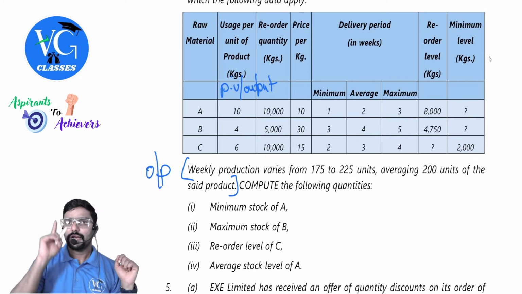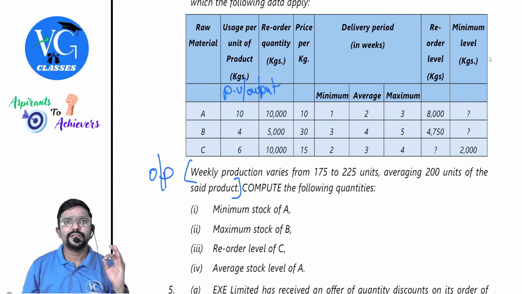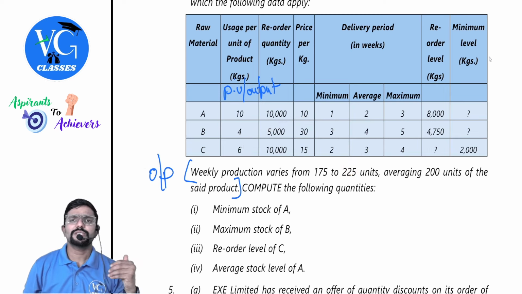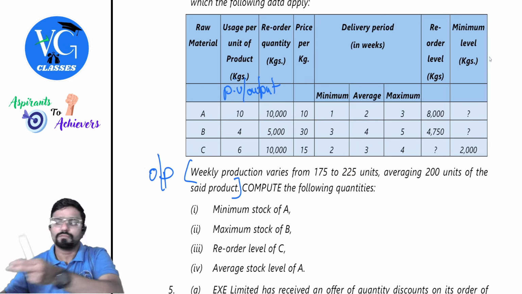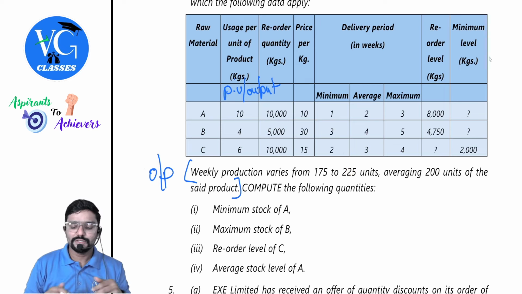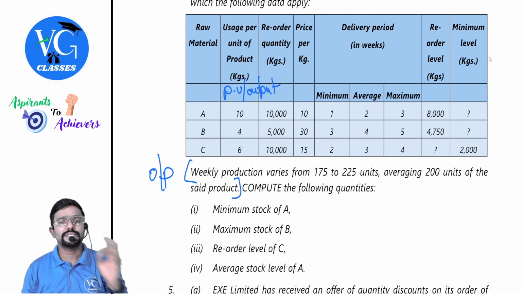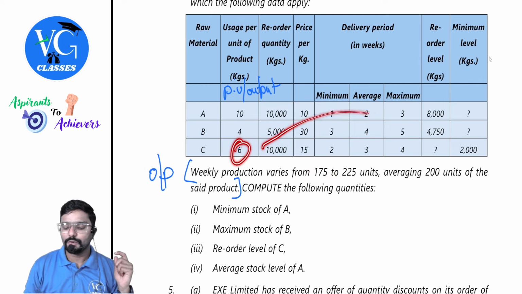Simple. Yes, sir. I repeat, one more product I will take. That is raw material C. For each and every unit of output, how much do we require? 6 kgs, sir. Now, what is the maximum production of output? 225. For that, how much raw material do I require? 6 into 225. What is the minimum production of the output? So 175. How much raw material minimum consumption is required? 6 into 175. Next, average: 6 into 200.